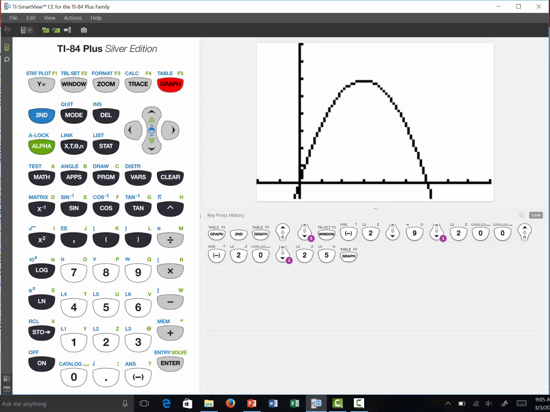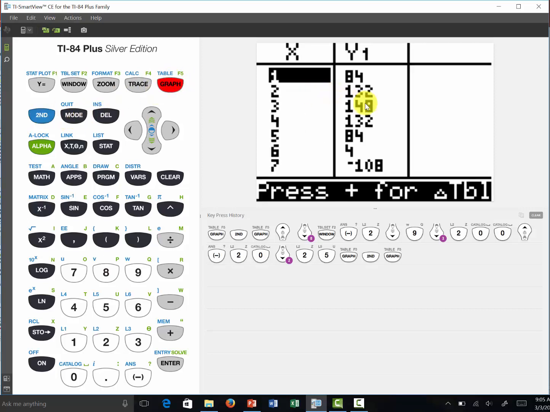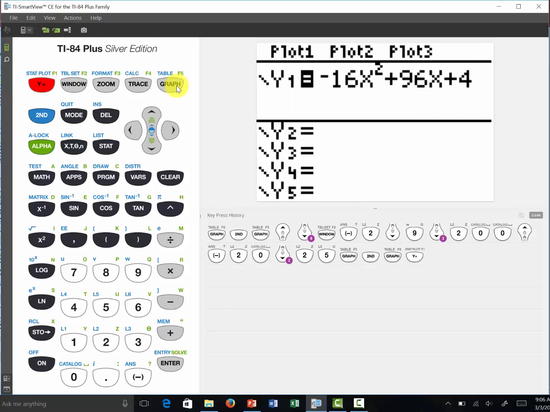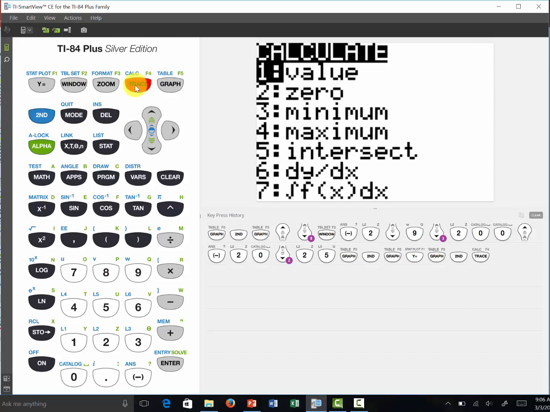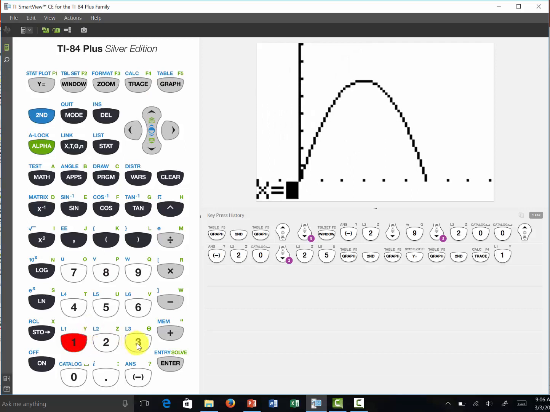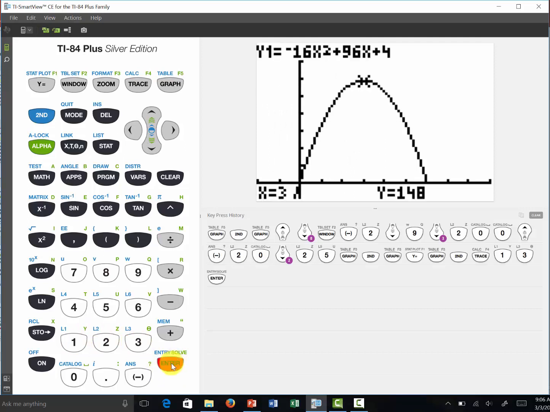And here we have our parabola. And this matches what's in the table of values. So it reaches a peak of 148 at 3 seconds. We can verify that on the graph. I'm going to use the value command. So at 3 seconds, we have a value of 148. At 1 second, we had a value of 84.